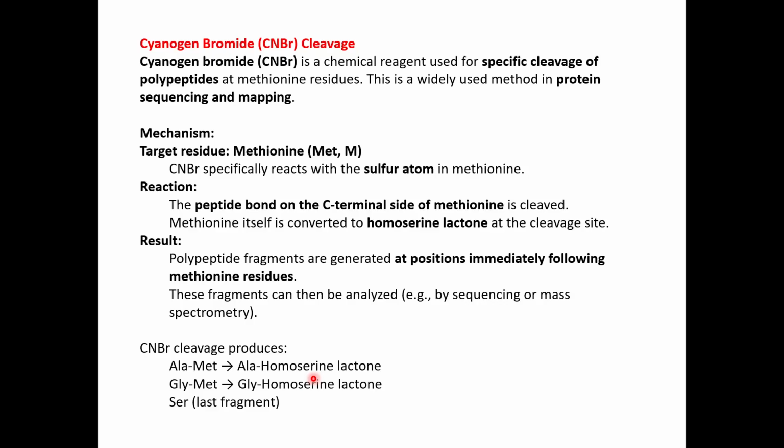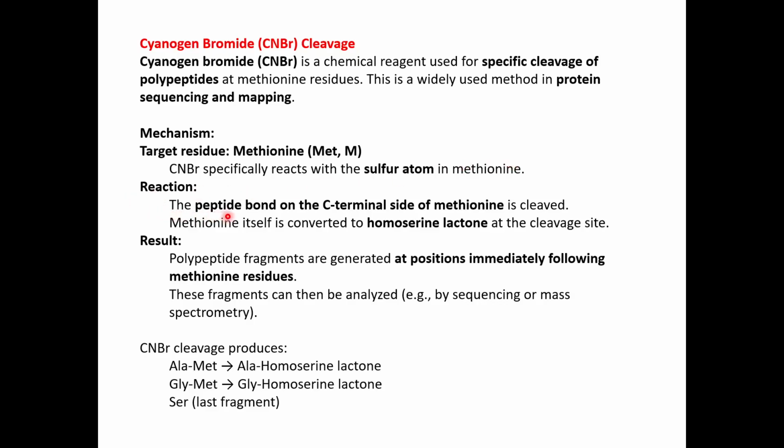Then coming to cyanogen bromide. So cyanogen bromide is used for cleavage of polypeptides. So it is a chemical reagent for specific cleavage at methionine residues. So this is widely used in protein sequencing and mapping. The main target residue is methionine. So the cyanogen bromide specifically reacts with the sulfur atom present here in the methionine.